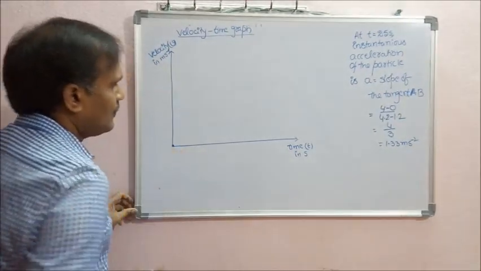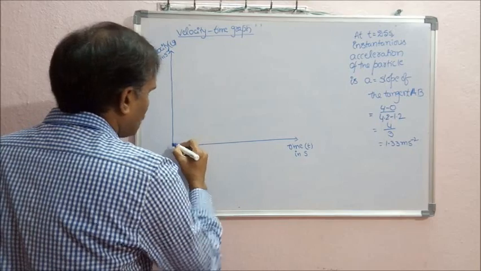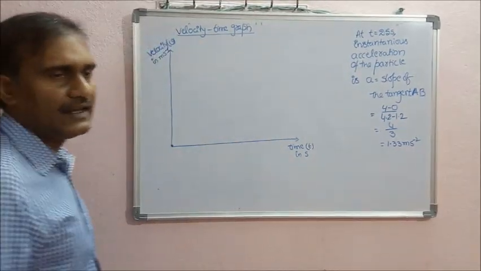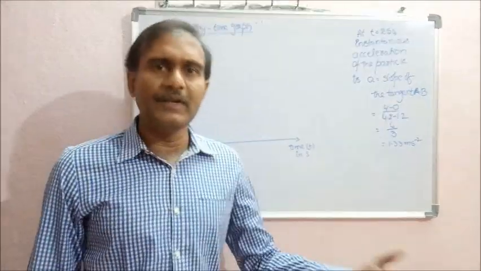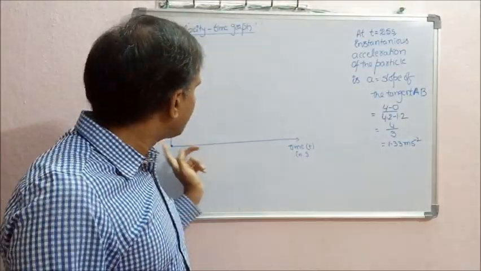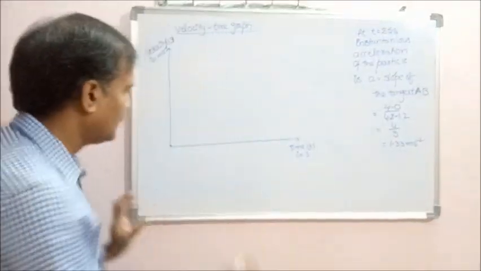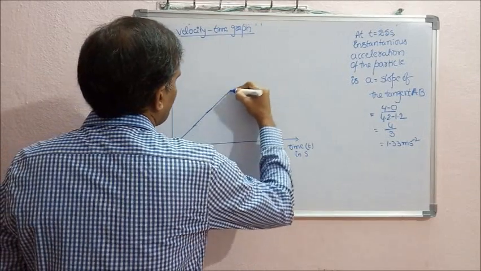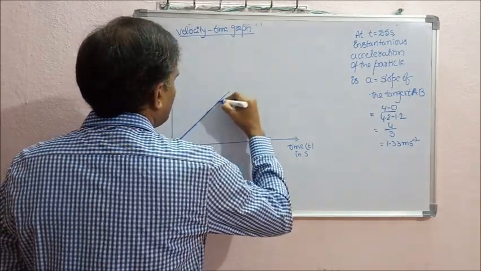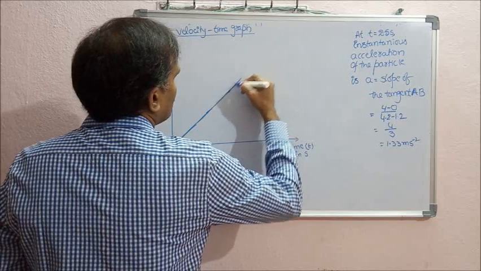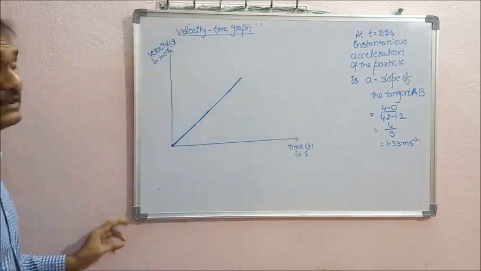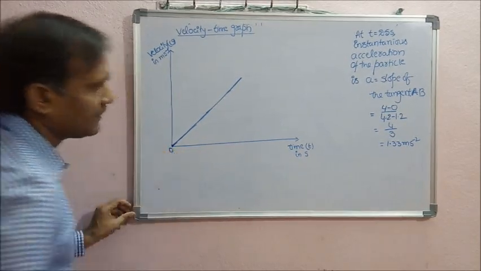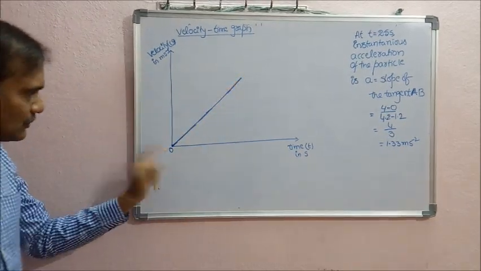Now, when we plot the graph between velocity and time when the particle is moving along the same straight line, in the previous case we got a curve. Now here, I want to consider a straight line. When we plot the graph between velocity and time for the motion of a particle, it gives a straight line which is passing through the origin.